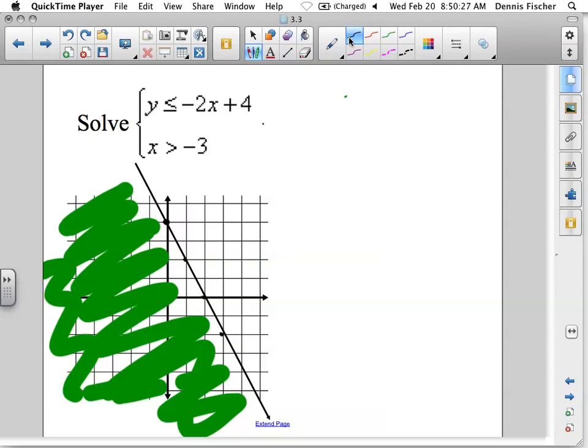Vertical line, right? Up and down. Vertical line going up and down. So it's at x equals negative 3, and I got negative 3 right about here. So is this going to be a dotted or solid line? Dotted line, so we're going to go to my dotted line thing here.